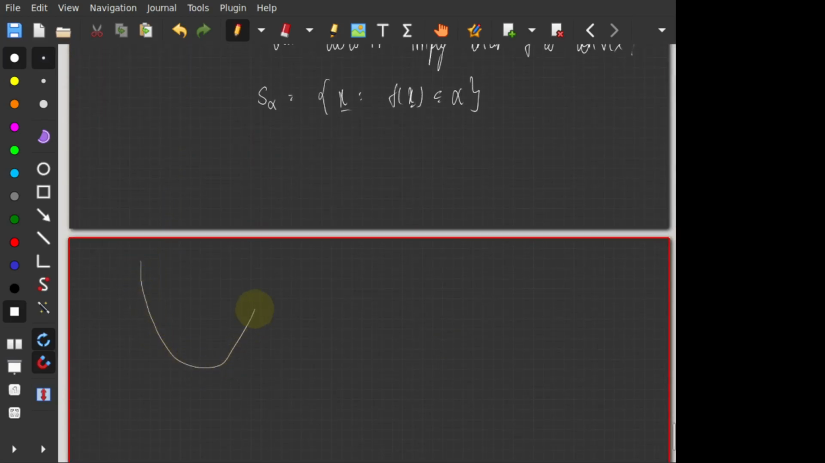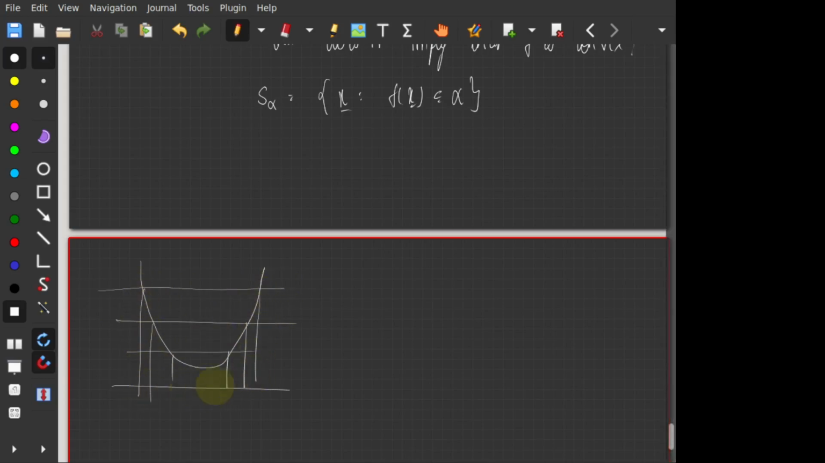So take a convex function. The level sets are basically these intervals. So these intervals basically correspond to the level sets. Now, can you construct a non-convex function for which the level sets are all continuous intervals? Yeah.